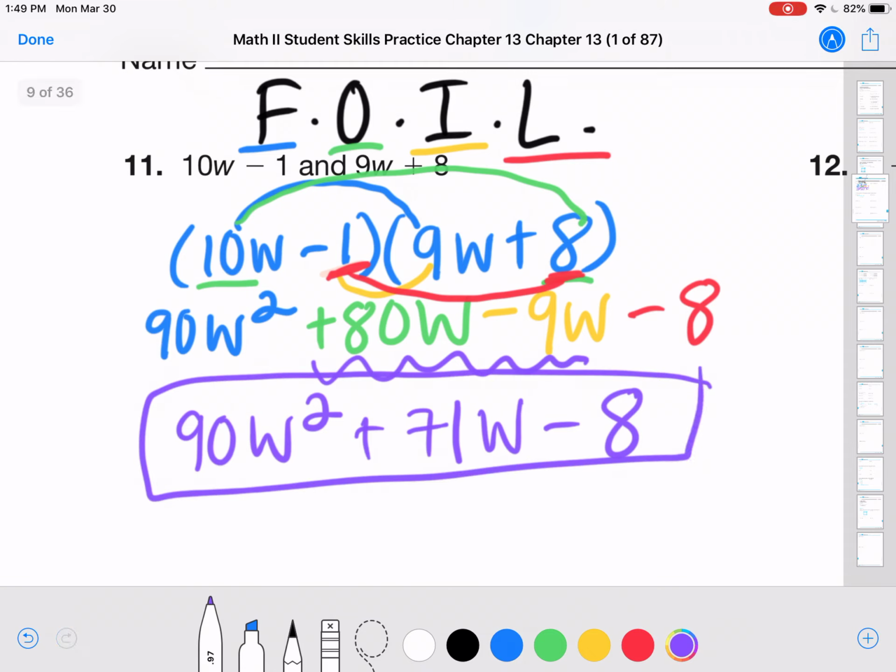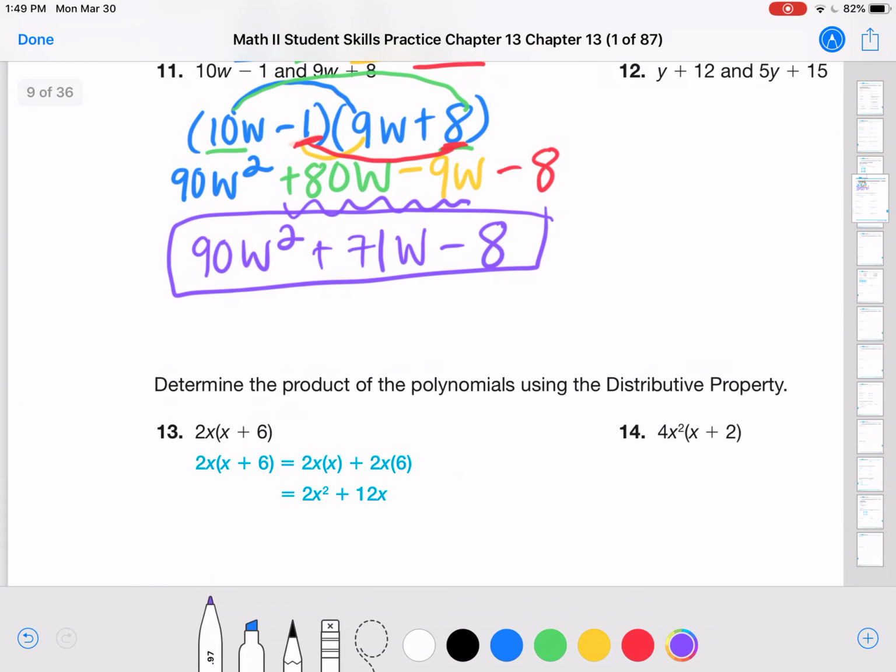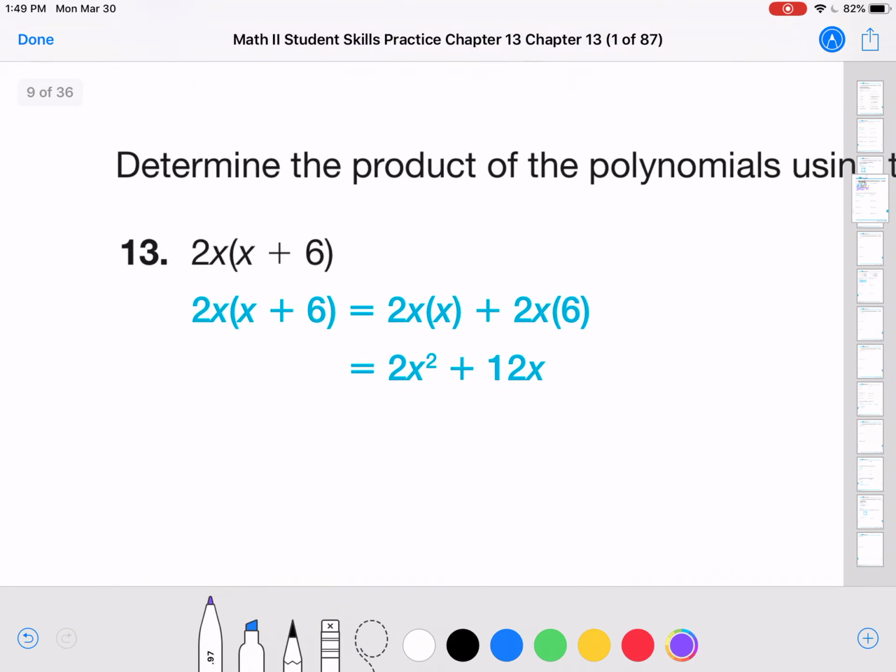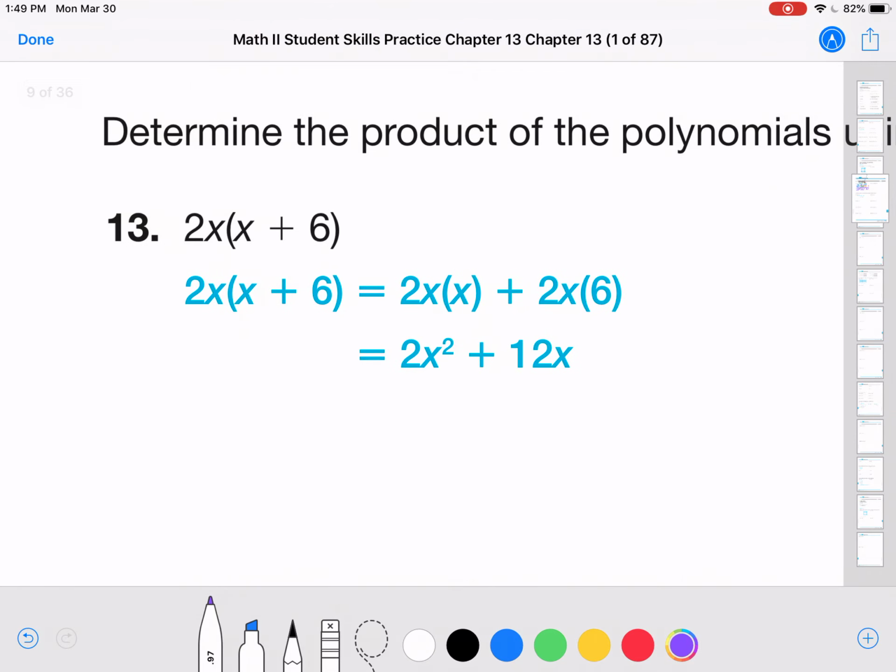Okay. And then for these, you could choose either the box method or you can choose to FOIL. All right, let me do another one with you guys. So number 13 is done for you already. You can also use the distributive property. So I'm just going to kind of ignore what the book did and show you what that looks like.